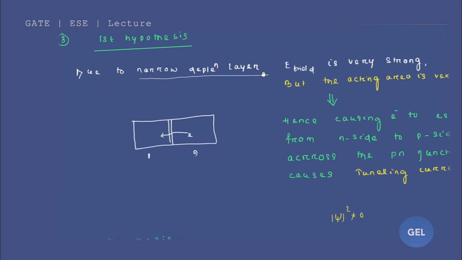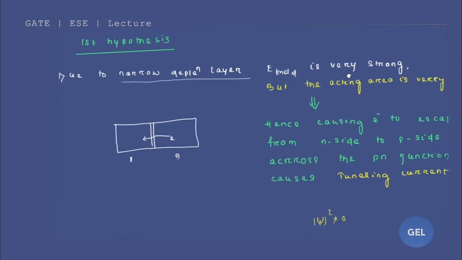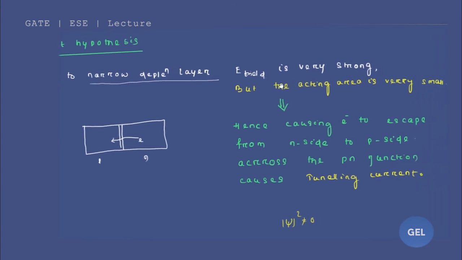which says due to narrow depletion layer, electric field is very strong. As my depletion layer is very narrow, very small, that is why electric field is very strong. But the acting area is small. That is what I was saying to you, na? The influence of electric field never affects the movement of carriers.